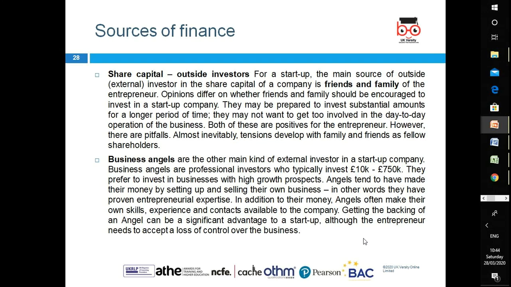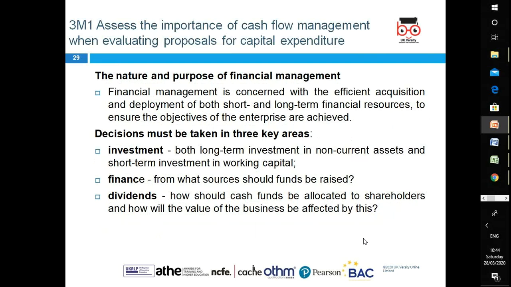Yeah. So then next we're looking at 3.1, 3M1, which is assess the importance of cash flow management. We know cash flow management is very important. If there is no cash, like we've seen in the previous example. The nature and the purpose of financial management is all about efficient acquisition and deployment of both short-term and long-term financial resources. And like we learned about payback period, NPV, ARR, yes? All about managing the cash. Decisions must be taken in 3 areas. Investment, so in which asset you invest, how long, and your working capital.